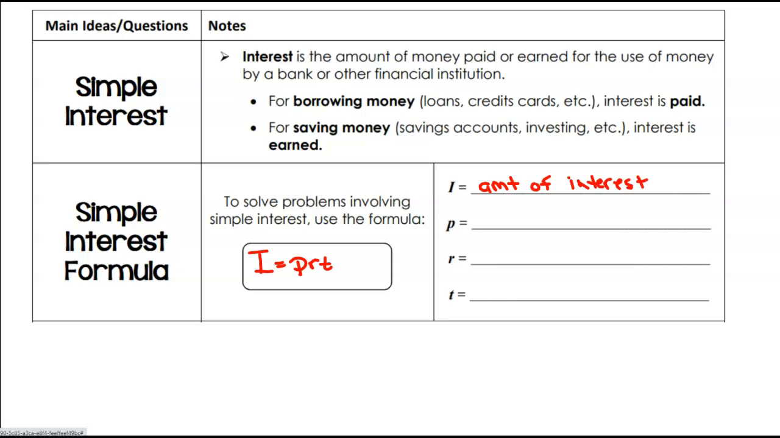P represents the principal amount. R represents the rate. This is always going to be as a percentage. T represents the time. Time's got to be represented in years.